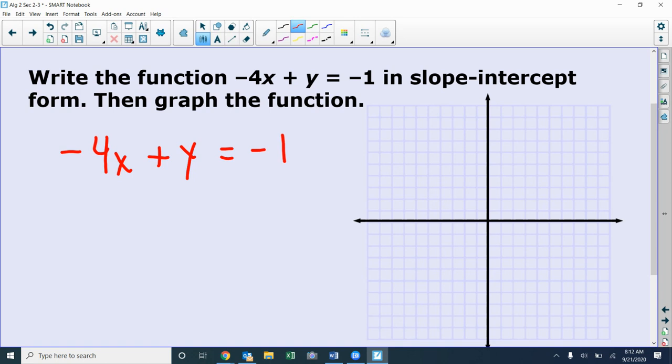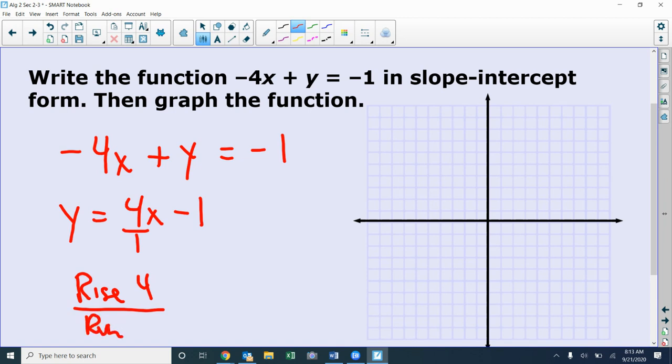So what's keeping y from being by itself is that 4, so we're gonna add it over there. We get y equals positive 4x minus 1. Remember, that's over 1. So my rise is 4, and my run is 1. My intercept right there is -1. So x is 0, y at -1, that is your y in slope intercept form, okay?